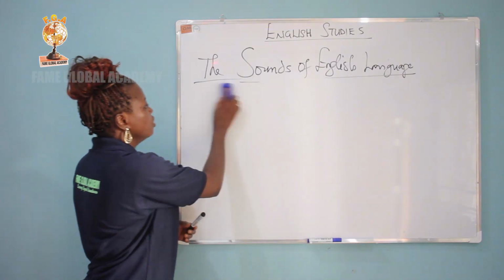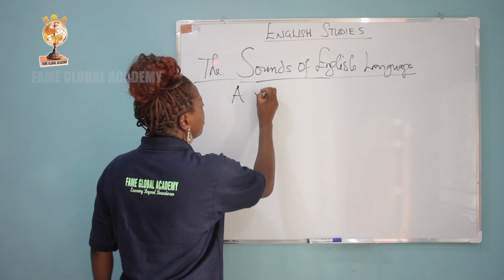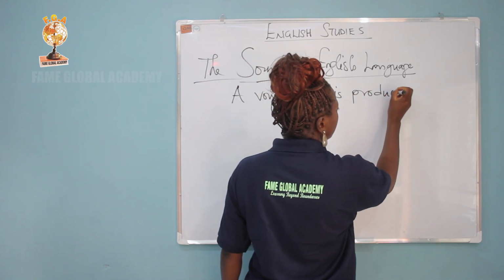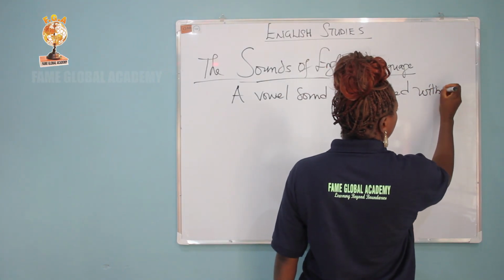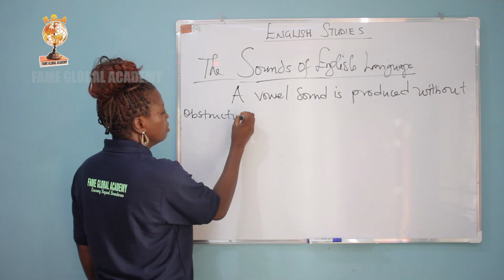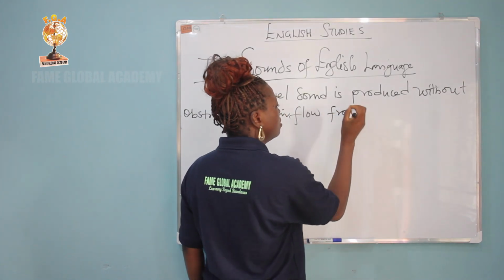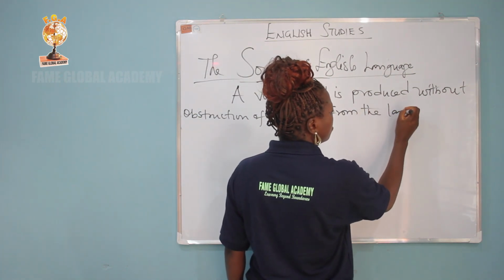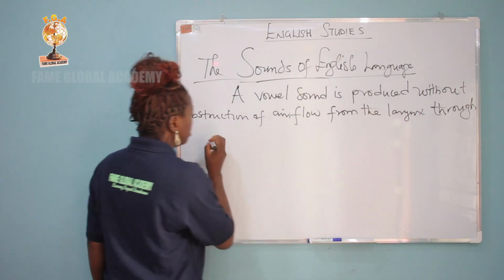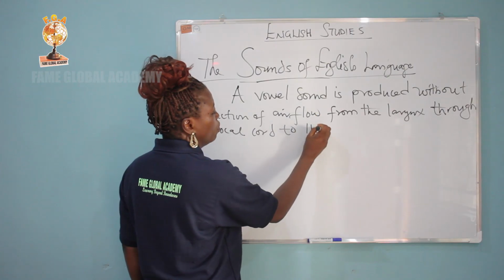So let's give a little definition here. A vowel sound is produced without obstruction of airflow from the lungs through the vocal cord to the vocal cavity.